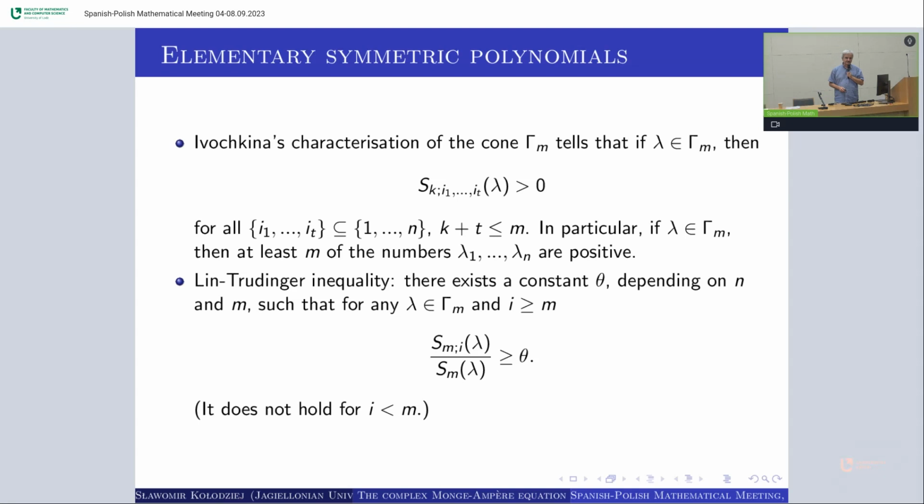And now we come to equations. So by a small abuse of notation, now instead of S_m of lambda, I write S_m of A, where A is an n by n Hermitian matrix. And we take lambda j's, the eigenvalues of this matrix. And then the equation we consider is the following.